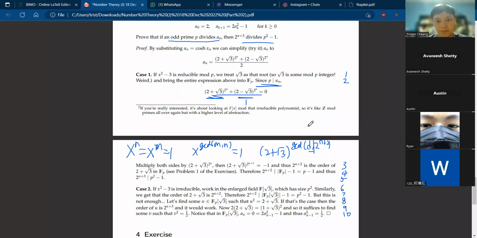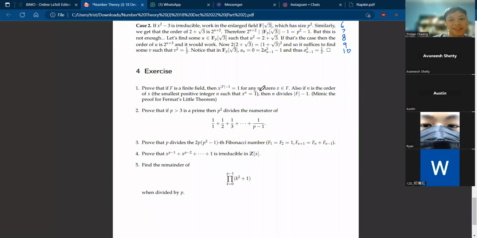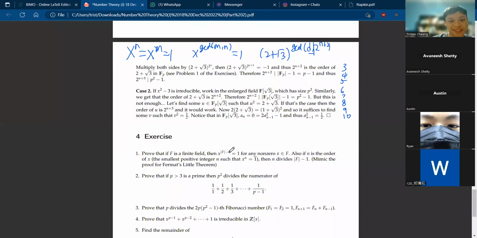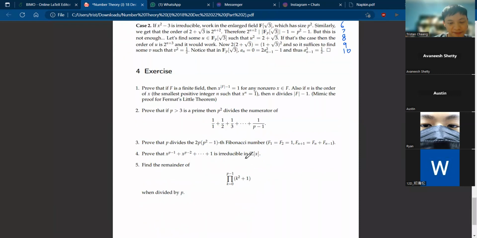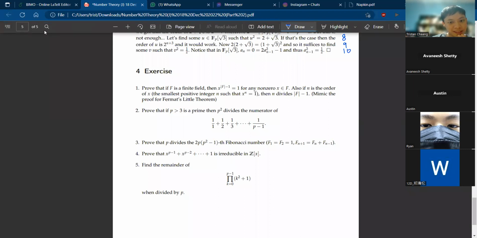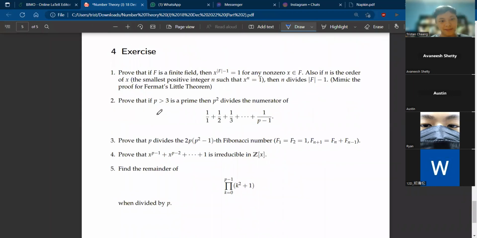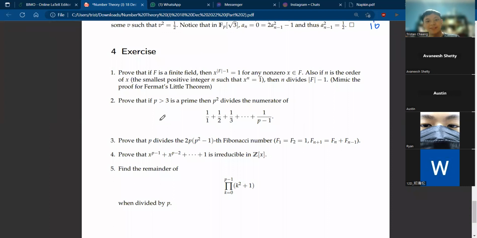No one? Okay, then let's try a few exercises. Let's try the second one. If p is larger than 3, a prime, then p squared divides the numerator of this complicated fraction: 1 over 1 plus 1 over 2 plus, until 1 over p minus 1.